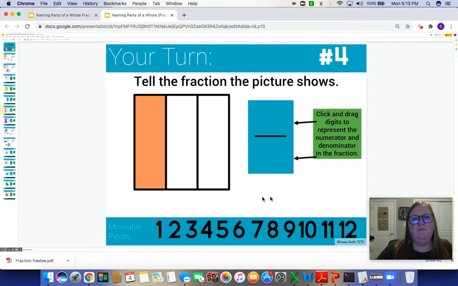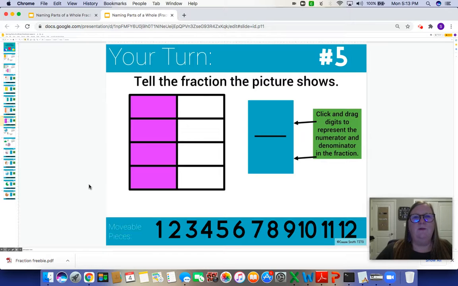And the next one, think about the numerator is the top number. How many pieces are shaded in? 1 piece shaded in. And the denominator is how many total pieces in the whole, which is 3. And think about how we would say that. 1/3.